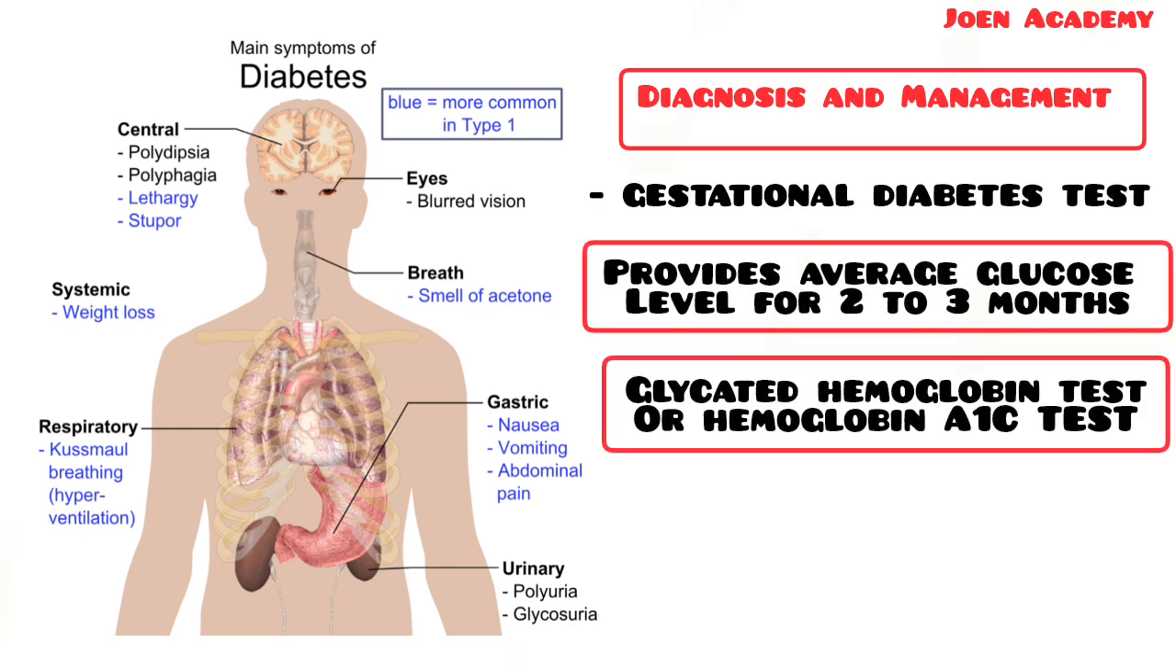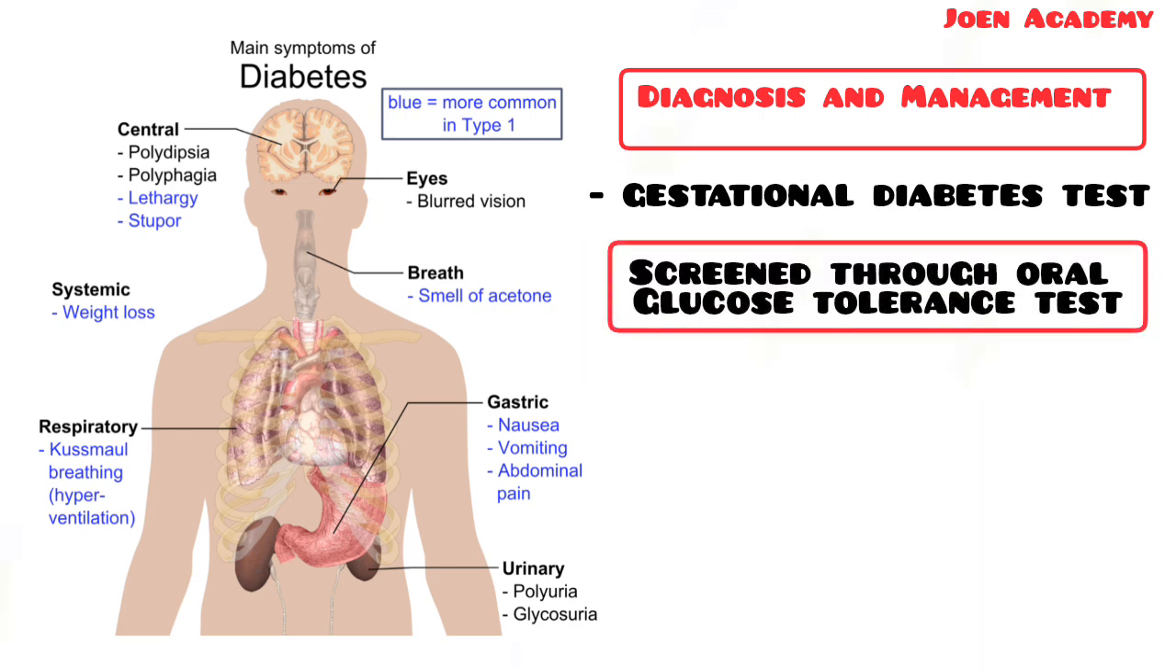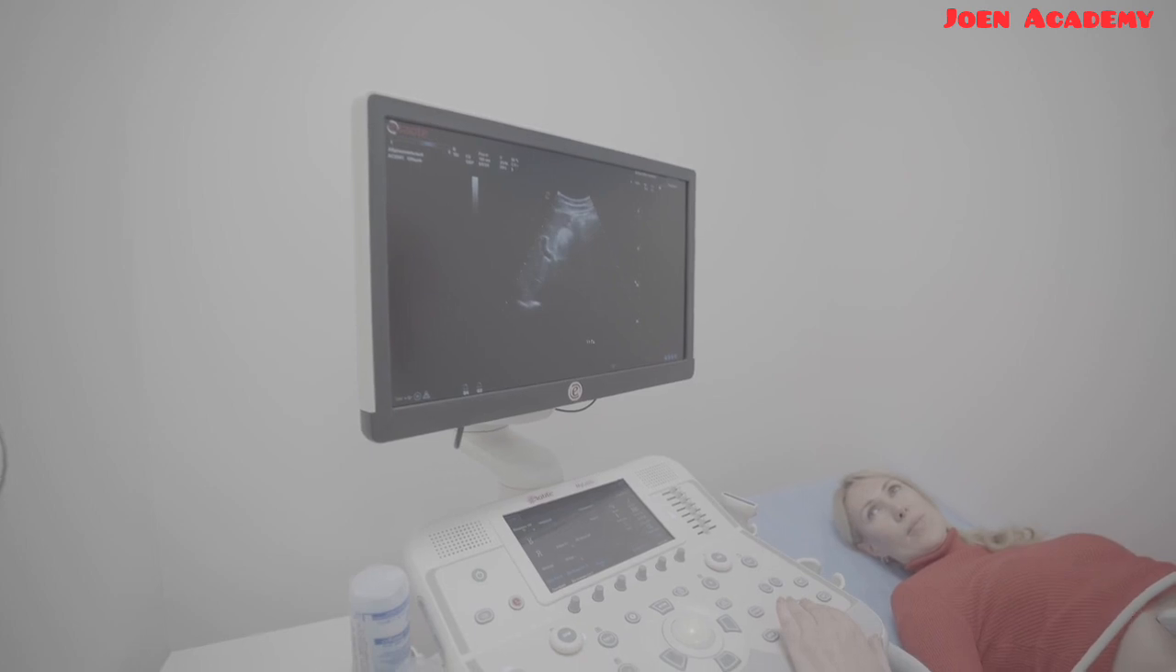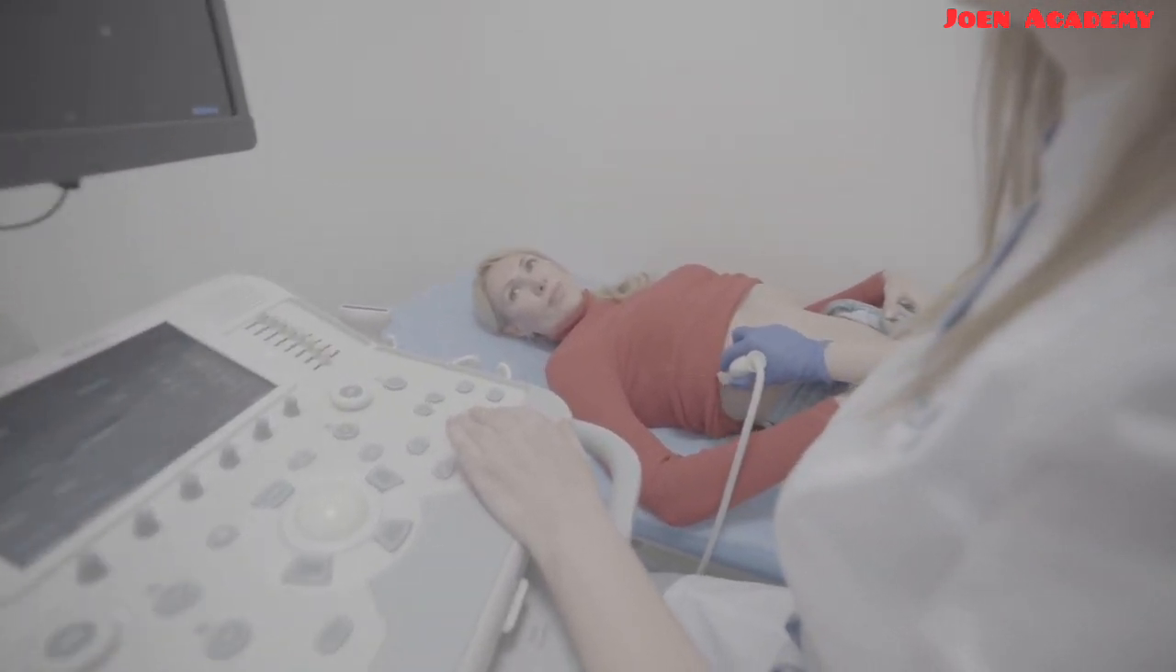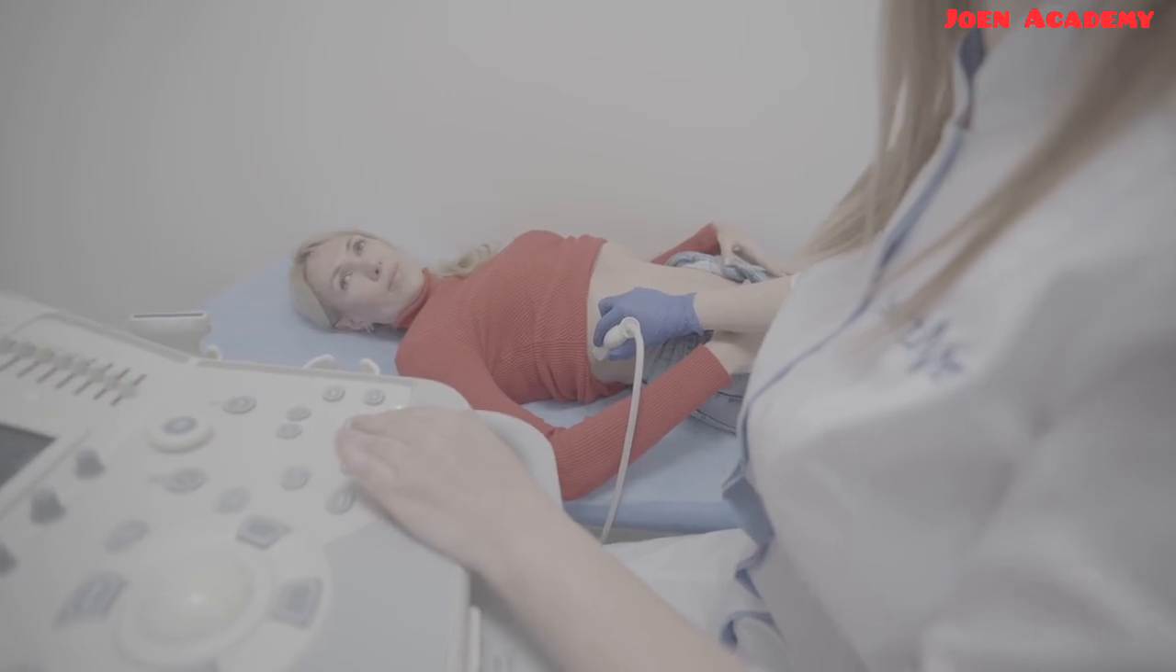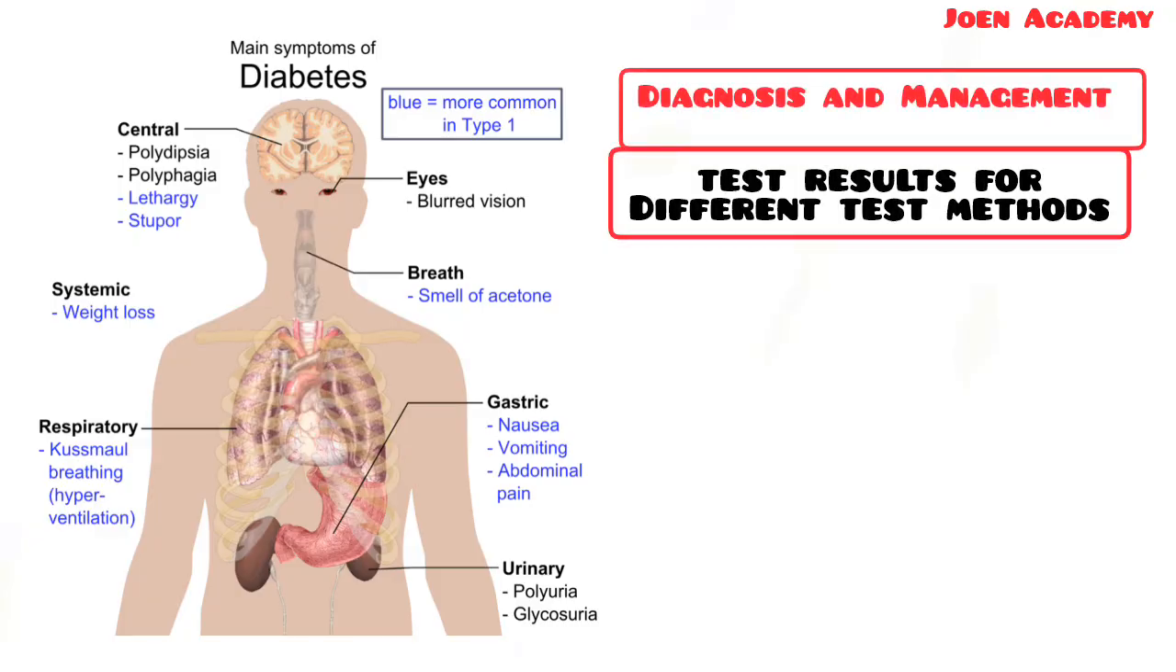Gestational diabetes is diagnosed or screened through the oral glucose tolerance test. What this test does is that it shows if you have diabetes, or if you don't have diabetes, or if you have pre-diabetes. The values gotten from this test may vary slightly, so healthcare providers rely on more than this test to be able to diagnose diabetes. The following are the different test values for each test.